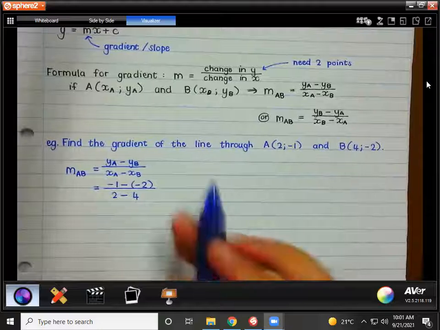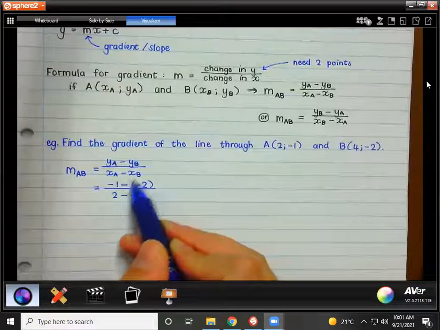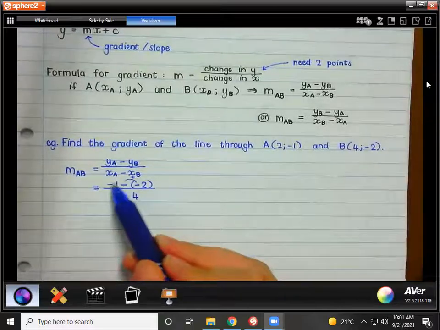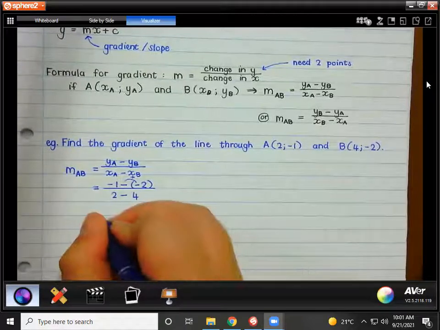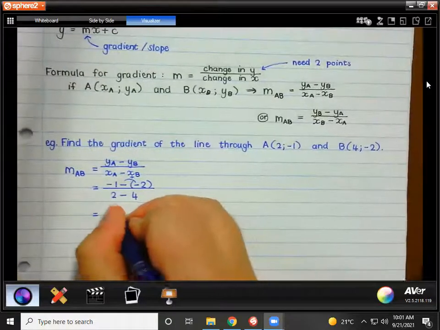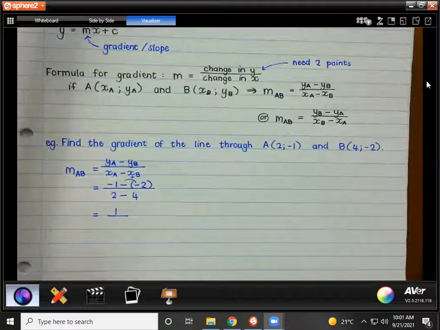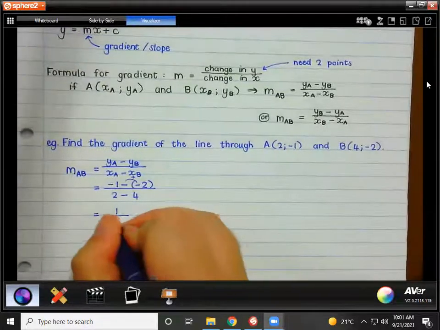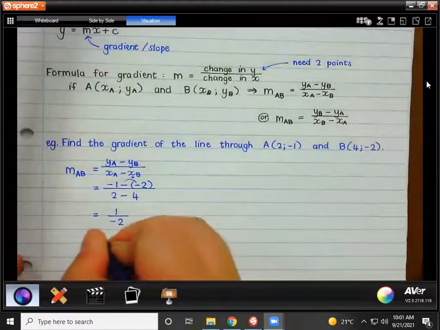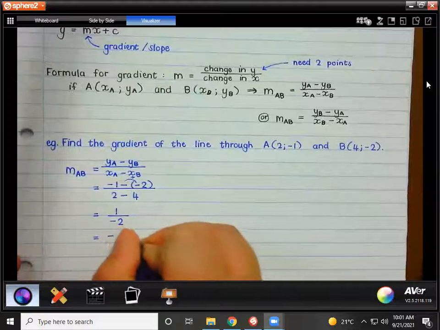Now, guys, what do you get when you do a minus multiplied by minus? This becomes a plus, hey? So this is actually -1 plus 2. What's -1 plus 2? -1 plus 2 is 1, hey? And 2 minus 4? -2. Now, guys, can I leave that minus at the bottom like that? No, we have to put it in front. Okay, so this gradient is -1/2.